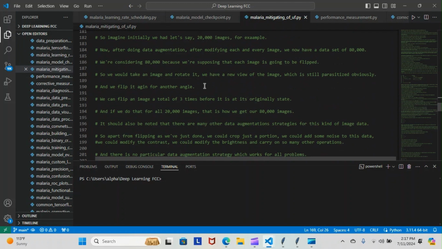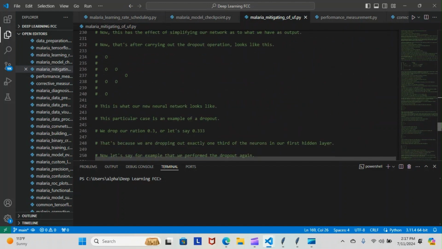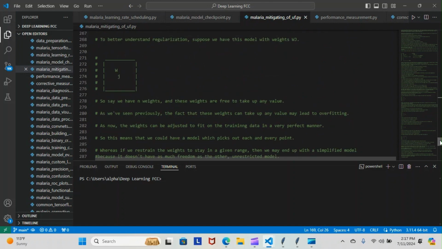And how do we get those 80,000 images? We can flip the image a total of 3 times before it goes back to its original state. So we have 20,000 images, and we flip every image to get a different viewpoint of it. That will give us 80,000 because we're going to have four different viewpoints of 20,000 images. 4 times 20,000 is 80,000. That's pretty much what we went over. We did take a bunch of notes, as you can see here, and we're just going to keep moving forward with that.